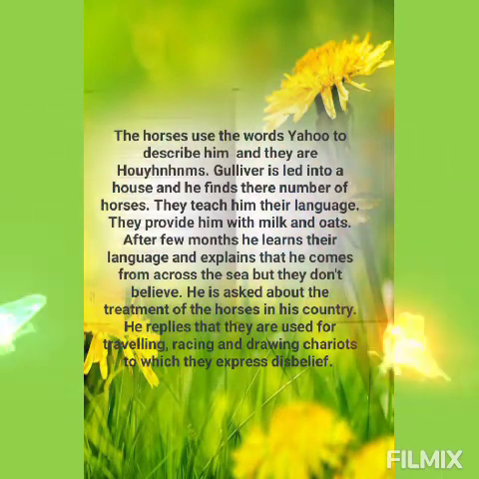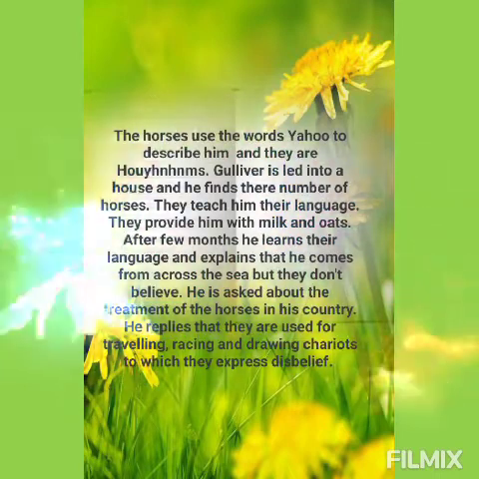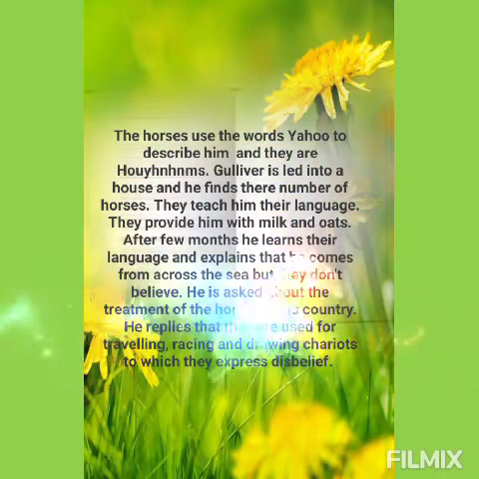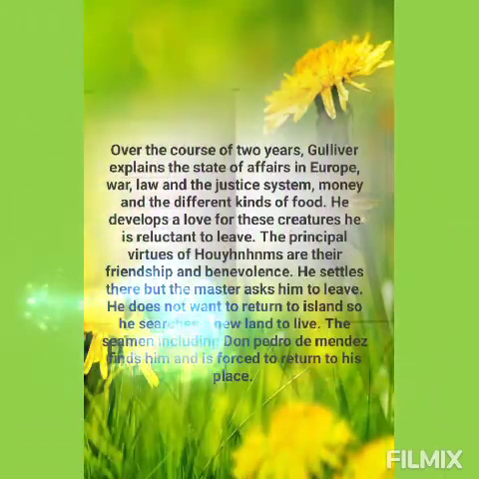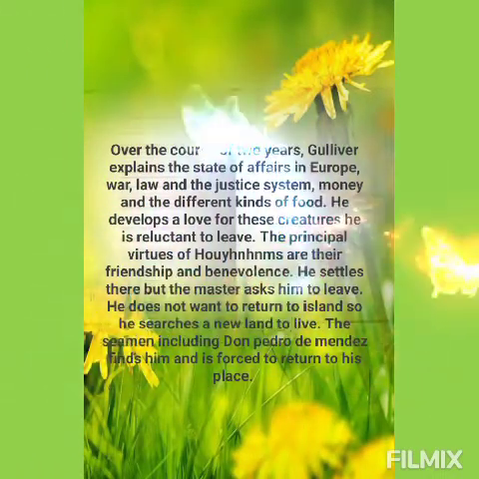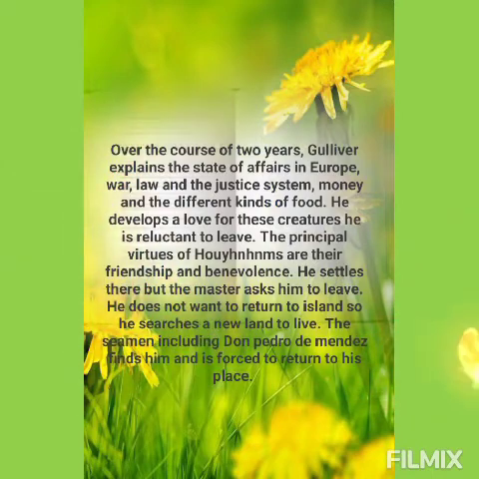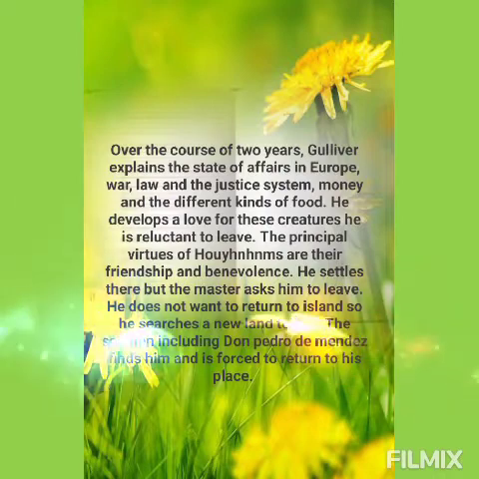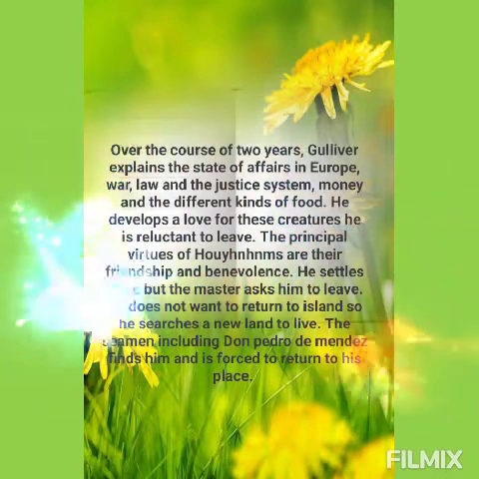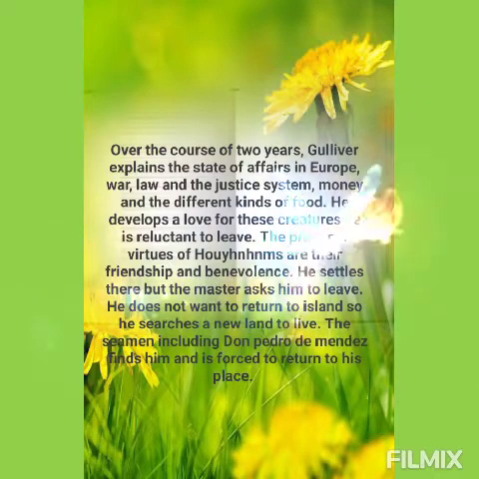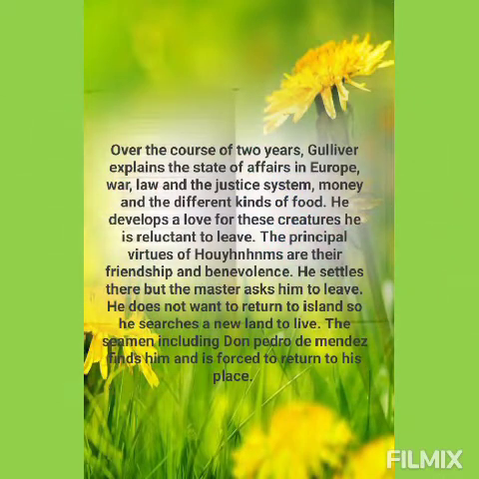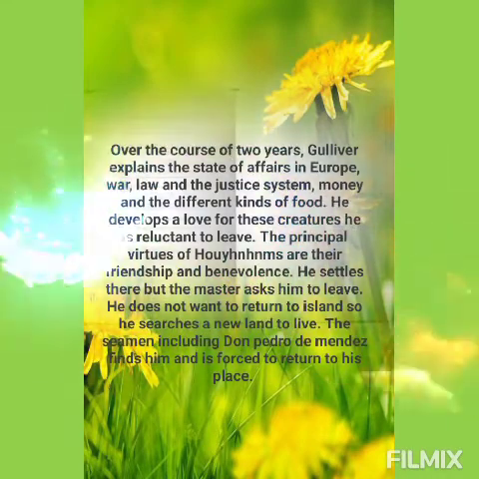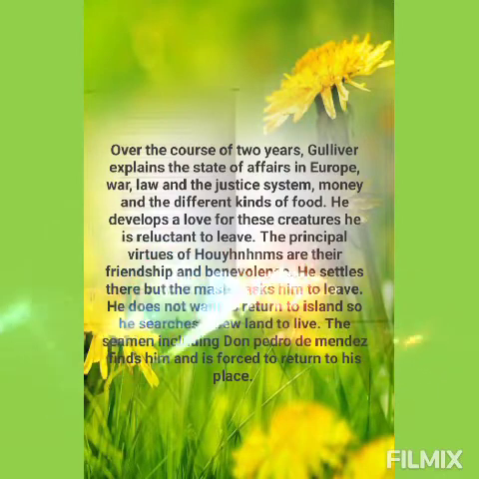He is asked about the treatment of the horses in his country. He replies that they are used for traveling, racing and drawing chariots, to which they express disbelief. Over the course of 2 years, Gulliver explains the state of affairs in Europe, war, law and the justice system, money and the different kinds of food. He develops a love for these creatures and is reluctant to leave. The principal virtues of the Houyhnhnms are their friendship and benevolence. He settles there, but the master asks him to leave.